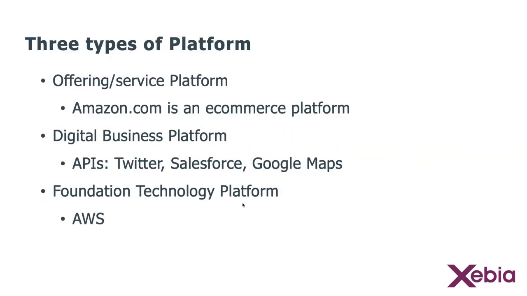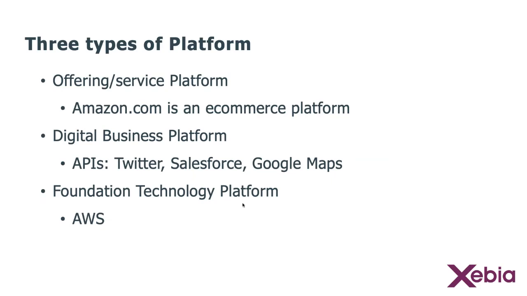So we talked about different ways people think about platforms. What you need to understand is that there are three types of platform that we have. The first is called the offering or the service platform, that is Amazon.com, which is an e-commerce platform. Different businesses can use it to do the shipment or sell their product. So that is the offering or service platform.